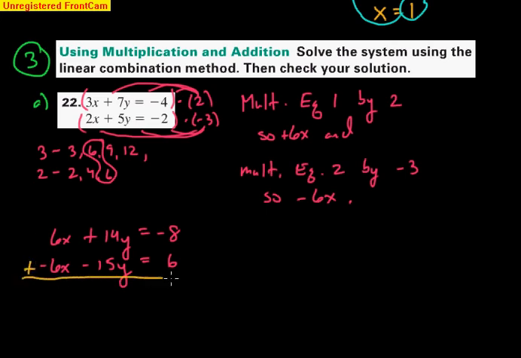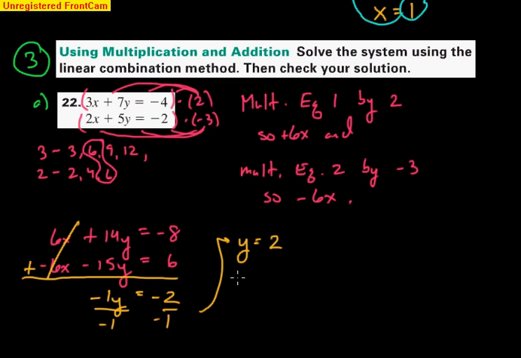So now we add. 6x, negative 6x, cancel. 14 minus 15 is negative 1y. I'm going to keep the negative 1 there. Negative 8 plus 6 is negative 2. Divide by negative 1, divide by negative 1, y equals 2. Negative divided by negative is a positive. So my y is a 2.